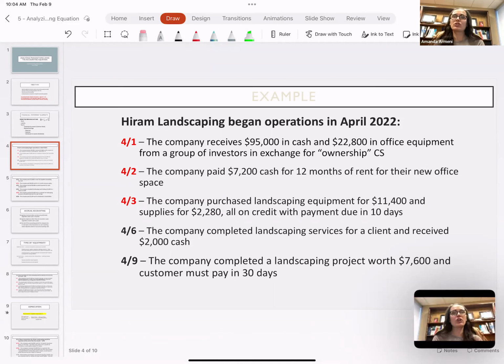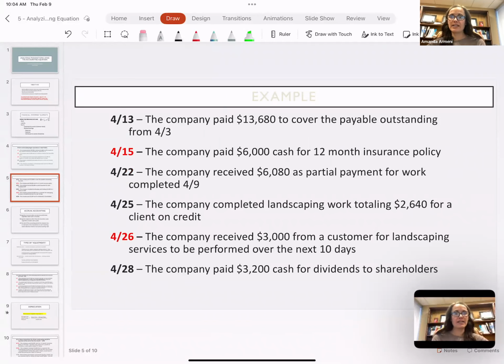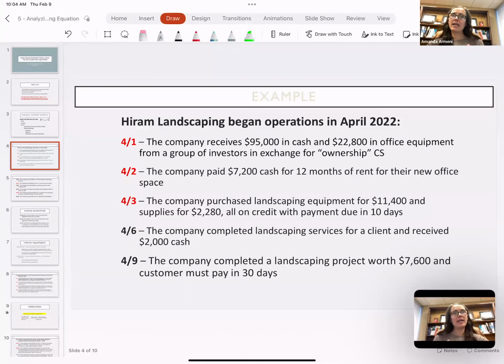So we're going to start here with Hiram Landscaping. Hiram Landscaping is the company that we are accounting for, and Hiram Landscaping began operations in April 2022. And so we're just going to go one by one through each of these transactions. What you will see is that the transactions carry over. There's this slide and then slide number 5. And the highlighted red transactions, we're going to get to that later. So we're not going to worry about why they're highlighted in red right now. We're going to get to that after we've worked through each one of these transactions for the month of April. So I'll explain in the next video why those are highlighted in red.